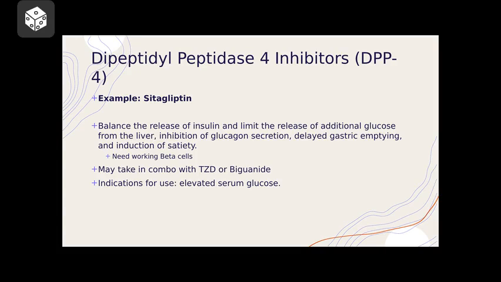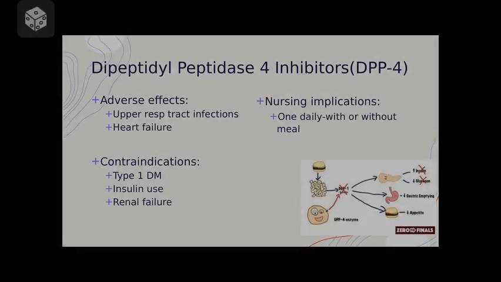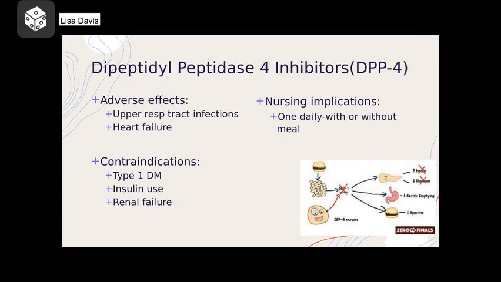Again, it's going to need working beta cells, and it may be given in combination with some other medications. Some adverse effects of these DPP-4 inhibitors like sitagliptin include, kind of oddly, respiratory tract infections and heart failure. This medication would be contraindicated if you have type 1 diabetes, if you are using insulin, or if you have renal failure. And this drug can be taken with or without regard to a meal.